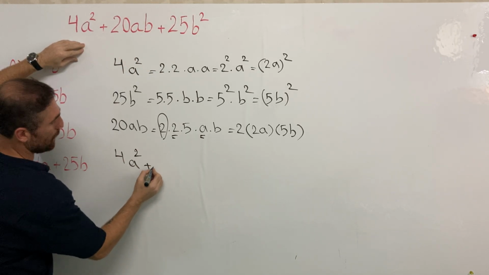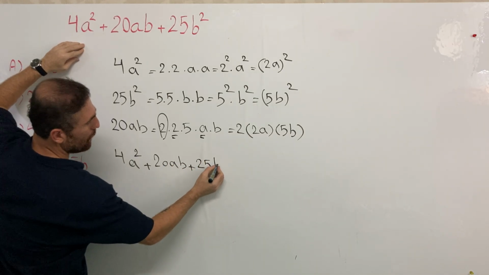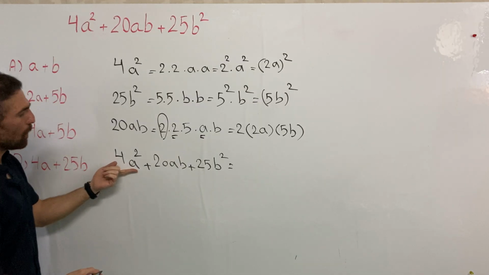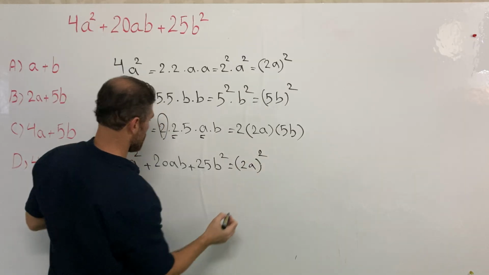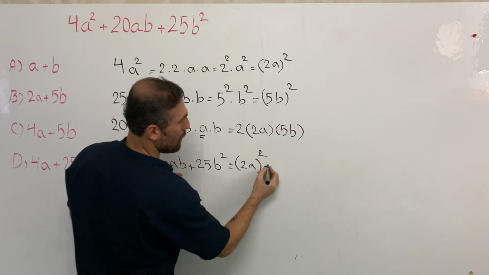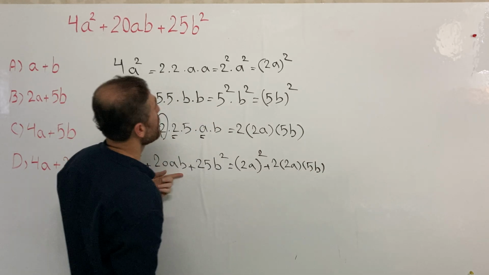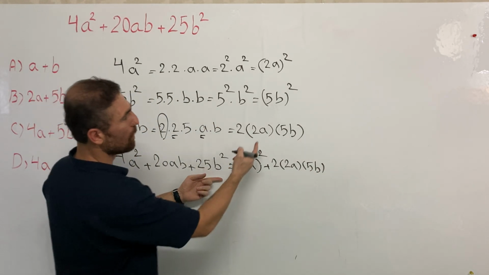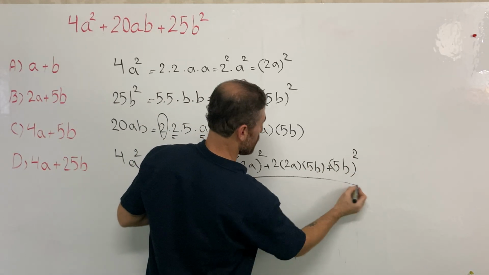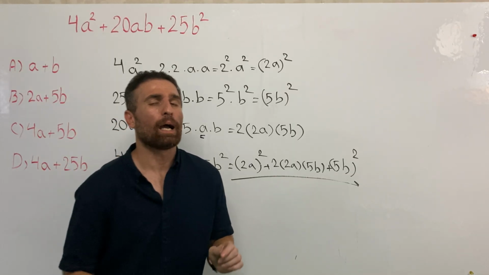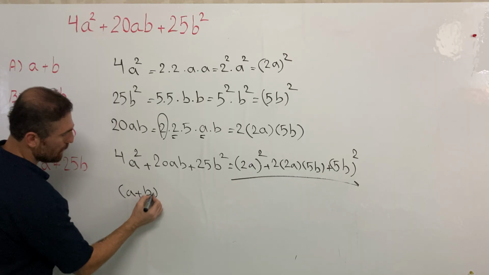4a squared plus 20ab plus 25b squared. As you know, 4a squared or 2a whole squared. Then 20ab or 2 times 2a times 5b. And the last one, 25b squared or 5b to the power of 2. But what is this? Now I'm going to follow an algebraic identity that says (a plus b) squared.